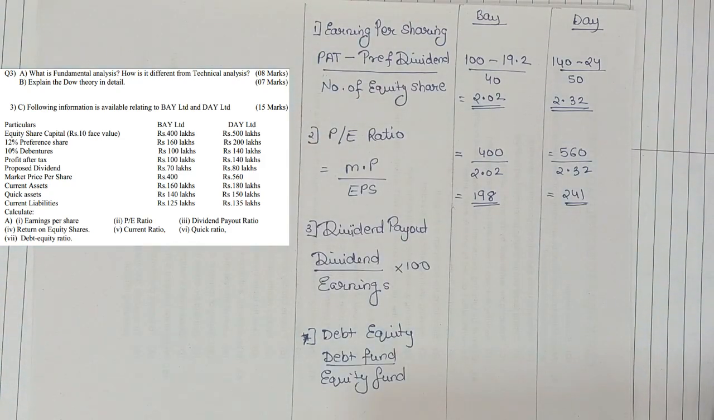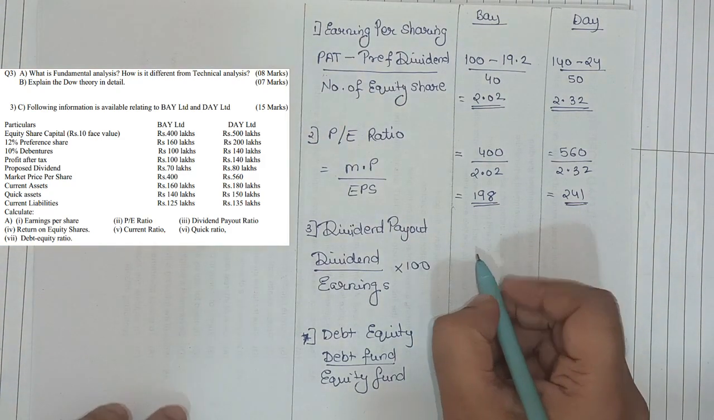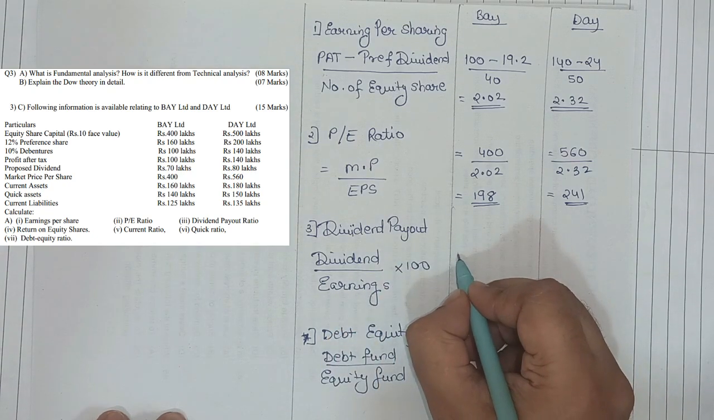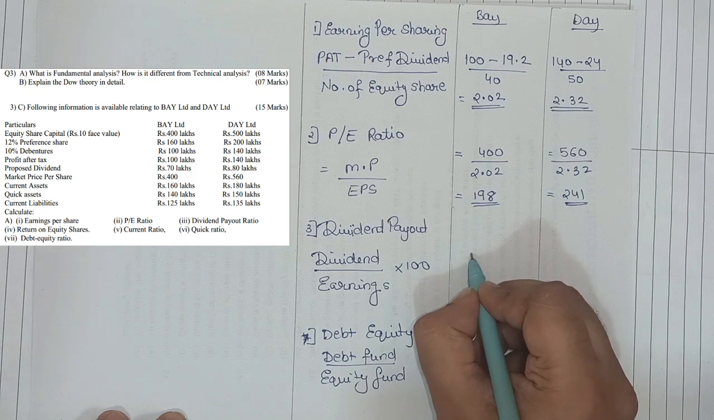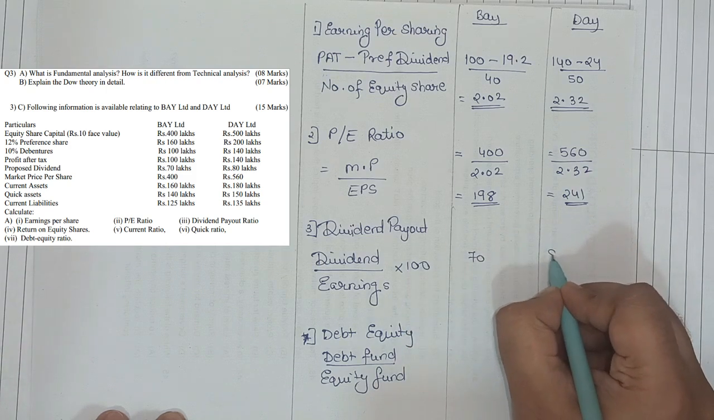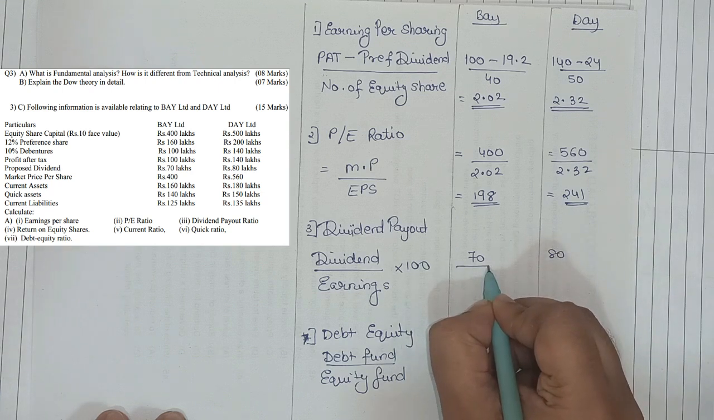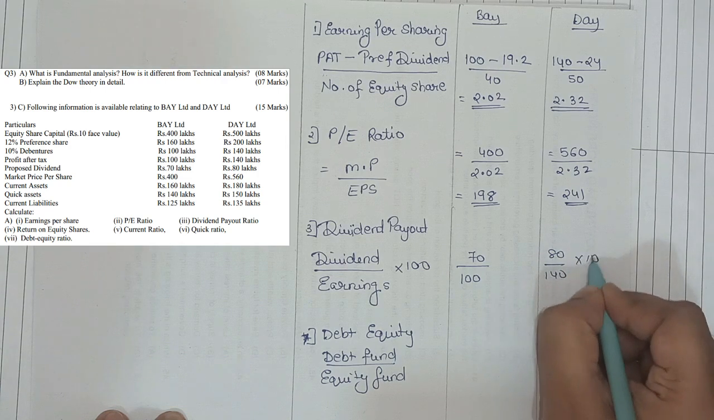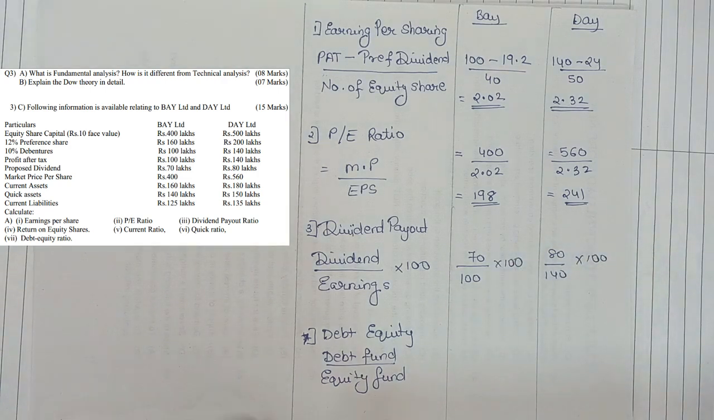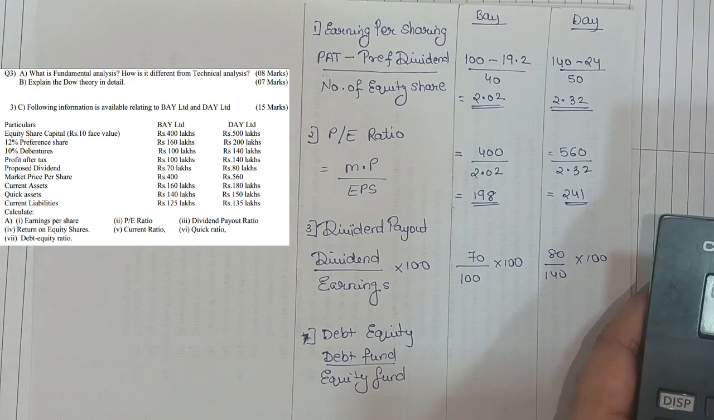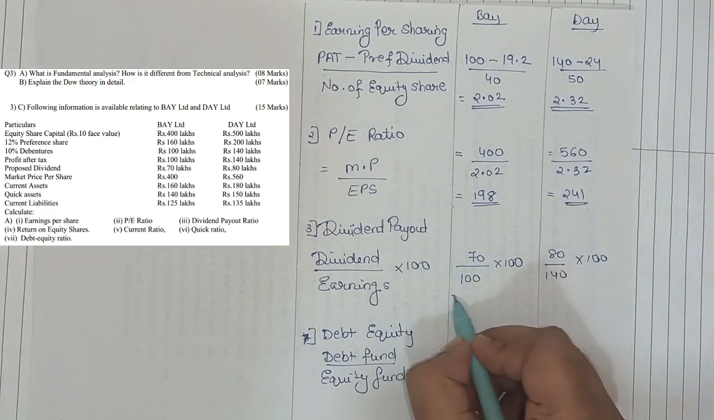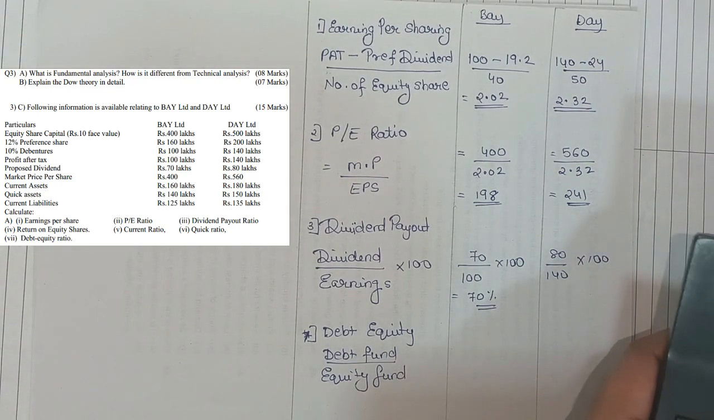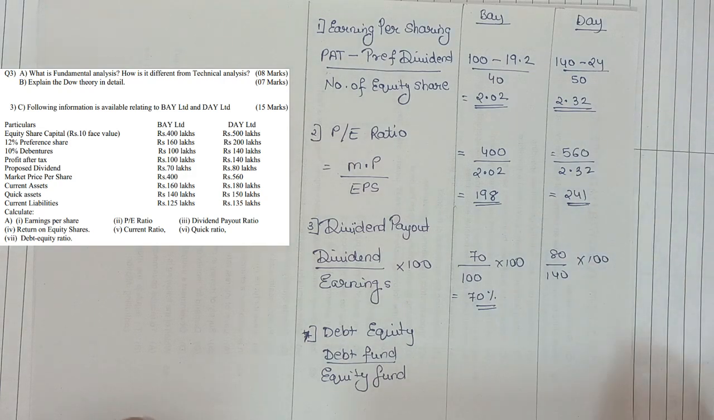Next, dividend payout. It is given as dividend upon earnings. Sorry, not earning per share, earnings. Okay, that is net profit after tax, the total earning. Dividend is the proposed dividend. It is given here 70. For the other one, it is 80. Upon the earnings, earnings is profit after tax, so 100. Here it is 140, into 100. So we apply 70 divided by 100 into 100 comes to dividend payout of 70%. And here 80 divided by 140 into 100, so it is 57%.